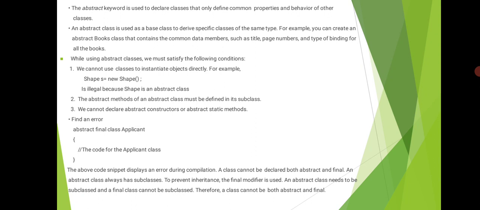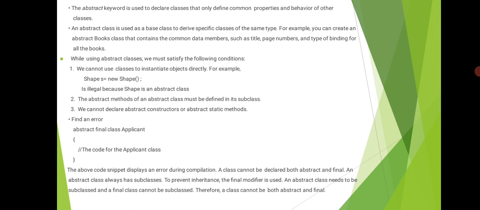We cannot declare abstract constructors or abstract static methods using the abstract keyword. We can't create abstract constructors or abstract static methods. We cannot declare abstract static methods or abstract constructors. Okay, so this is about the abstract keyword. Through the abstract keyword we can create abstract classes and abstract methods.